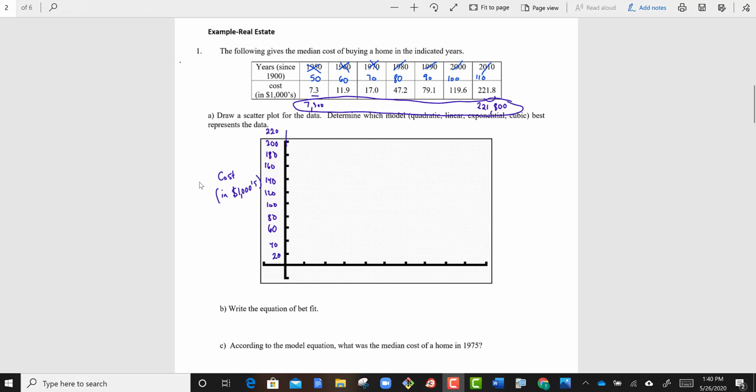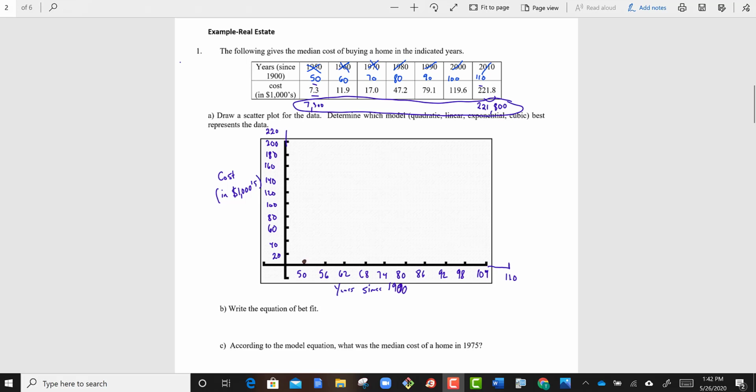And then our x-axis is the years since 1900. And again, our range, our lowest number is 50, highest number is 110. So if you take the difference, it's 60, and you take 60 and divide it by 10 tick marks, that's about 6. So you can count by 6. I think that's what I'll do. So 1950, 1956, 1962.